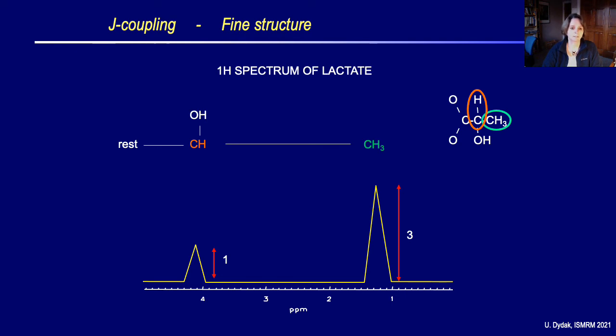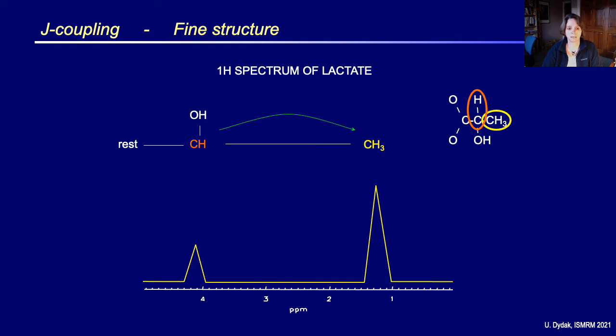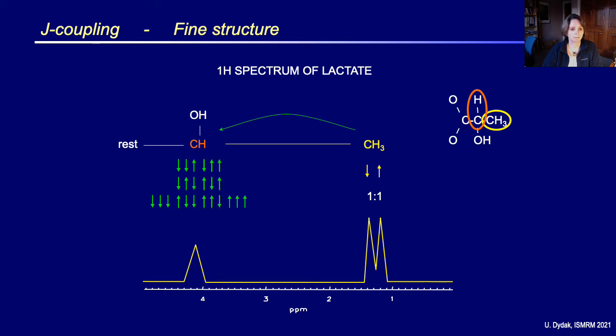Now, however, this CH3 group is influenced by the CH group, and this proton here in the CH group can either look up or down. Thus, our signal for the methyl group will go into a doublet. That's the very well-known doublet structure of the lactate at 1.3 ppm. Now, of course, vice versa, there's also influence. The 3 protons from the CH3 group will have influence on the signal from the CH group. Here the situation, of course, is more complex, and thus we end up getting a quadruplet.